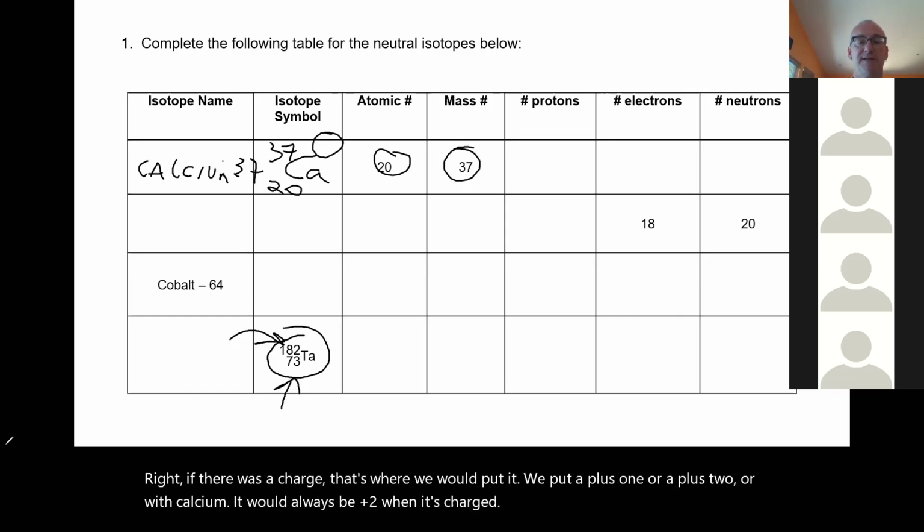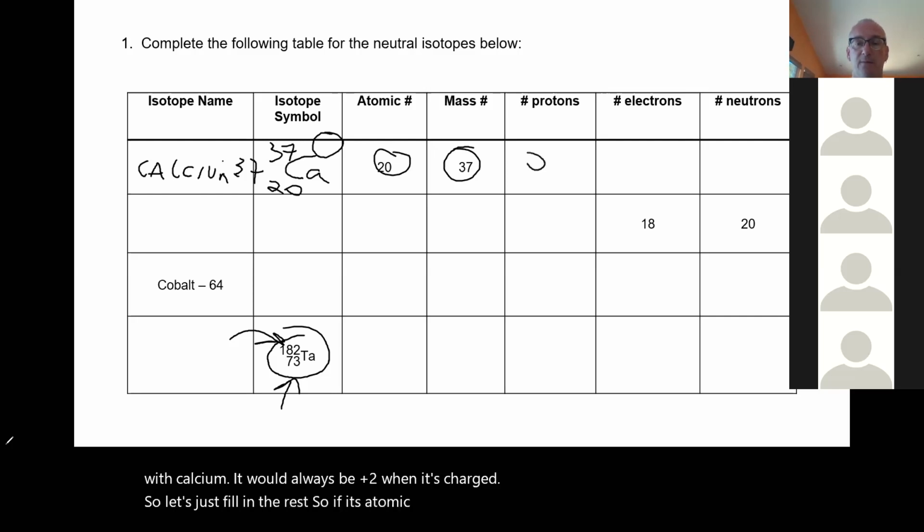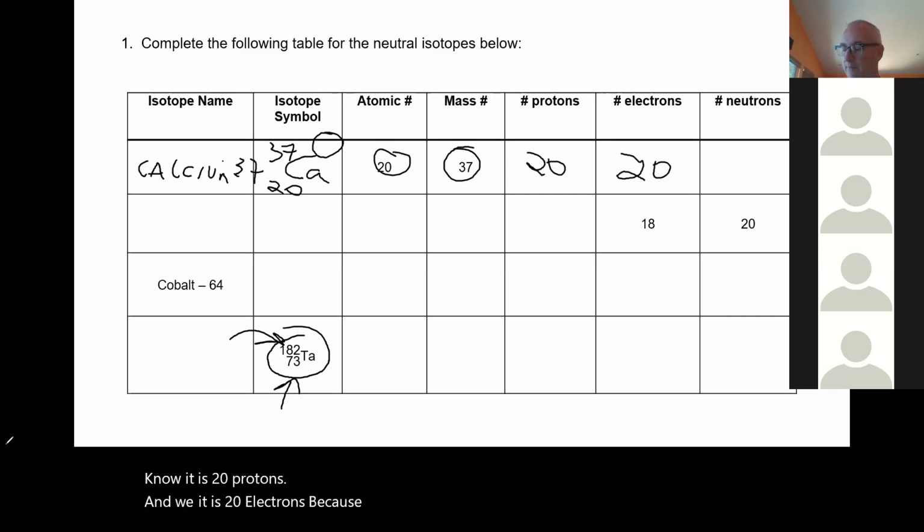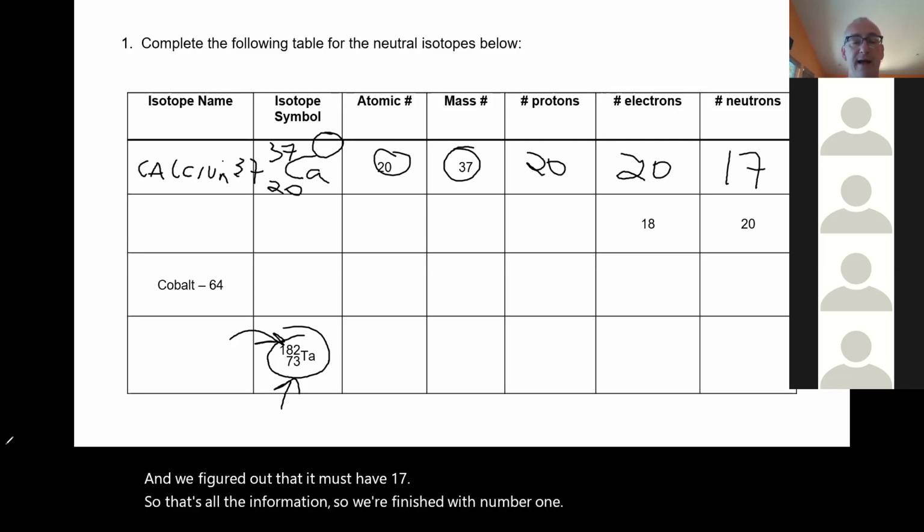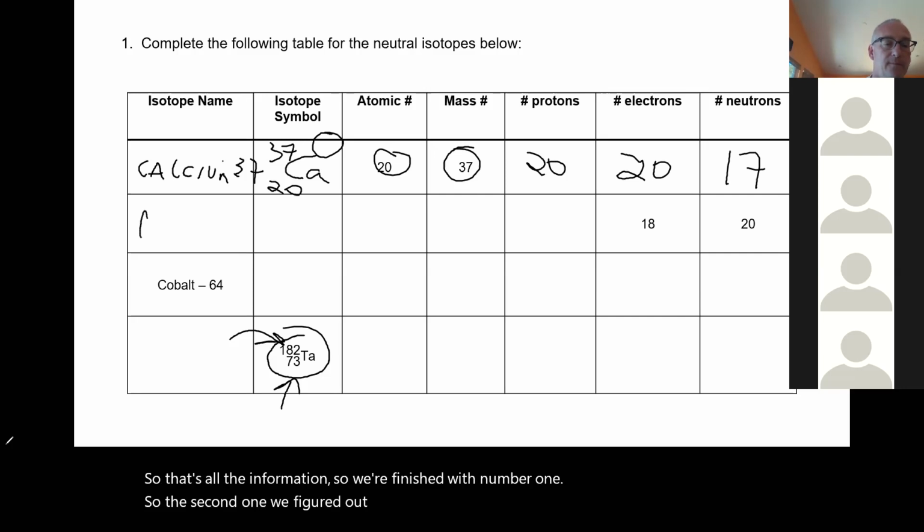Let's just fill in the rest. So if its atomic number is 20, we know it has 20 protons. And we know it has 20 electrons because it's neutral. And we figured out that it must have 17 neutrons. So that's all the information. So we're finished with number 1. So the second one we figured out was argon 38.